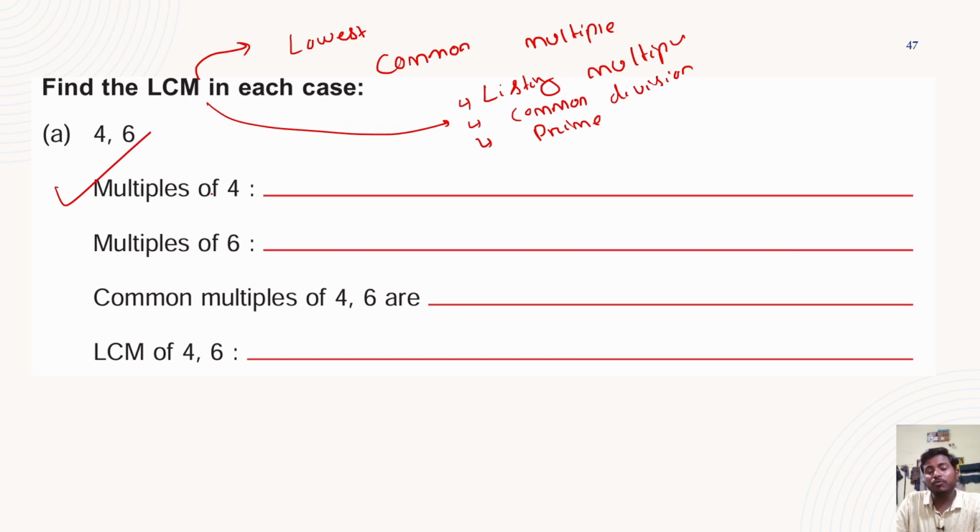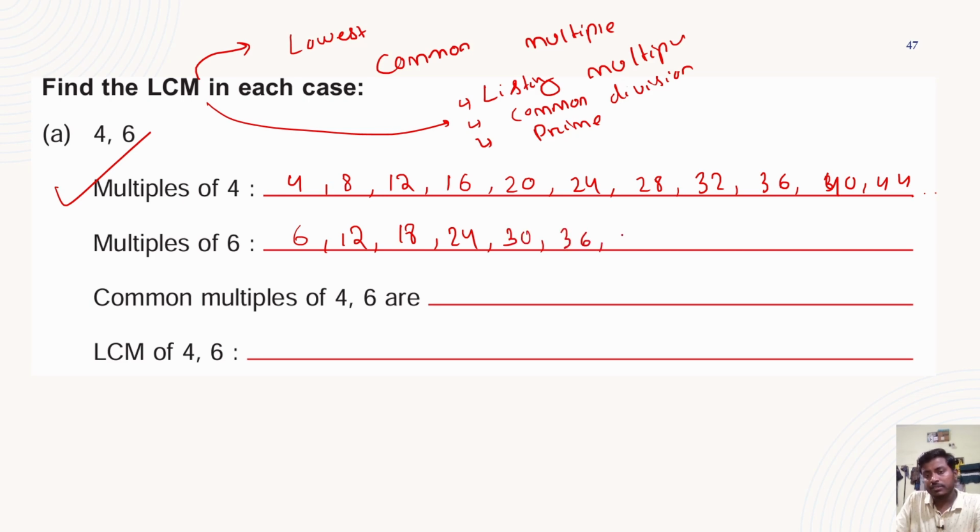So tell me, what are the multiples of 4? The multiples of 4 are 4, 8, 12, then 16, 20, 24, 28, 32, 36, 40, 44, etc. Now we can write the multiples of 6, that is 6, 12, 18, 24, 30, 36, then 42, 48, 54, 60, etc. Common multiples.